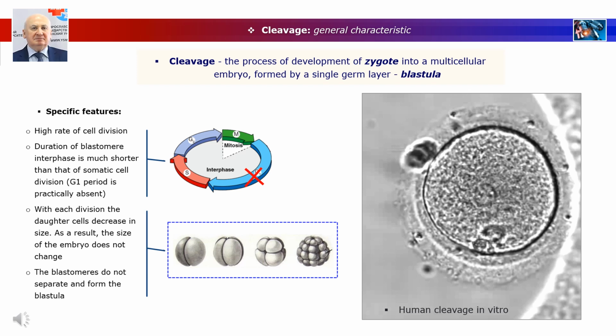The blastomeres do not separate and, through intercellular contacts, form the final structure, the blastula. In the video clip, using accelerated filming, the process of human zygote cleavage under laboratory conditions is shown, resulting in the formation of a blastula in the form of a bubble, or blastocyst.